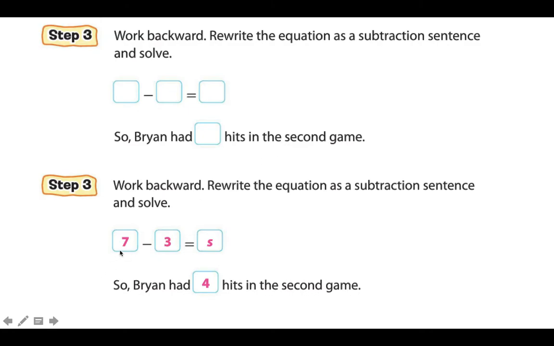So what we should have done was taken that 7 in all, subtracted the 3 hits from the first game, and use that to figure out how many are in the second game. So in these first boxes, we should have 7 minus 3 equals S. And we know that 7 minus 3 equals 4. So Brian had 4 hits in the second game. Notice we use subtraction to solve an addition problem.